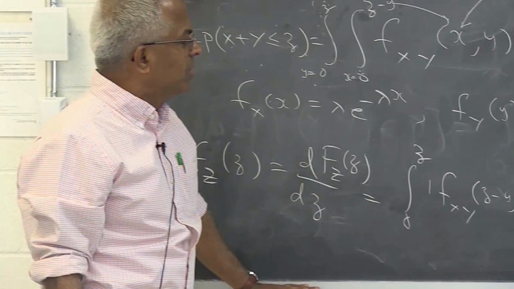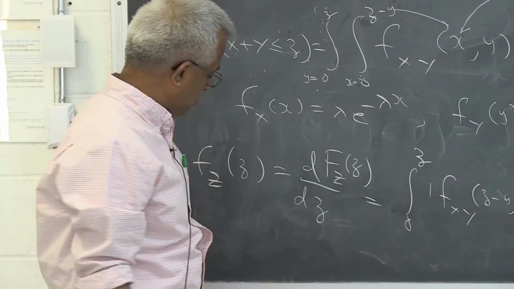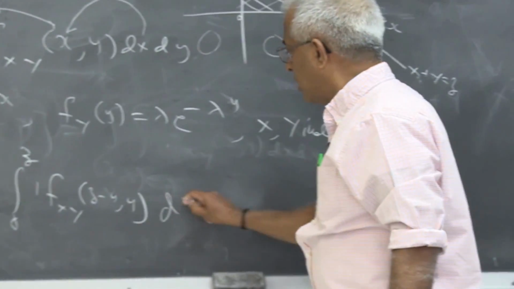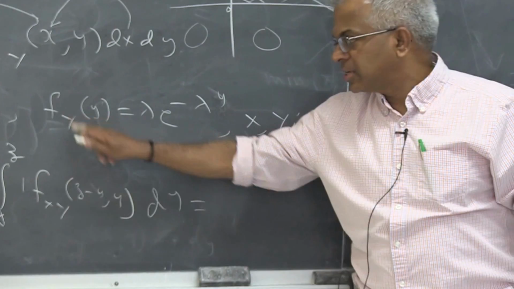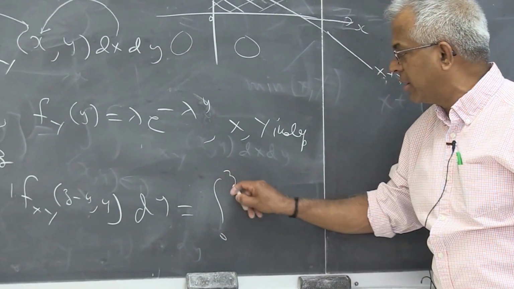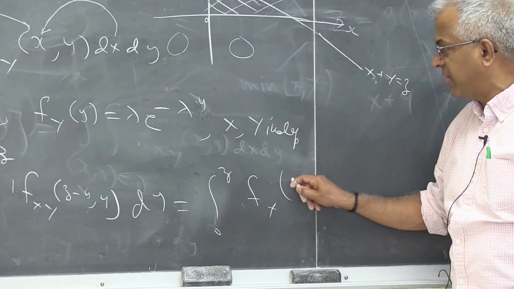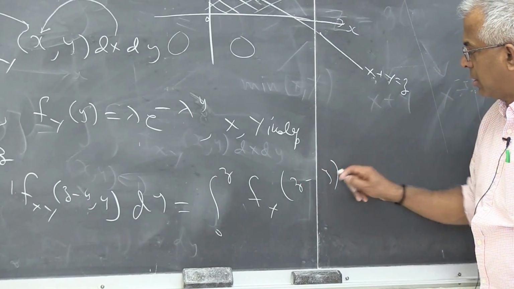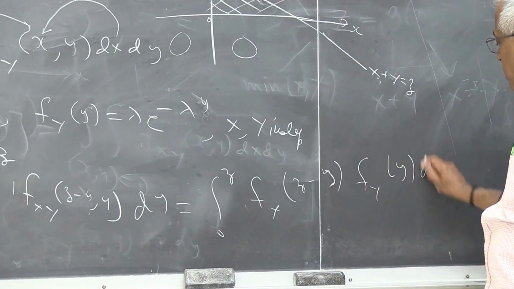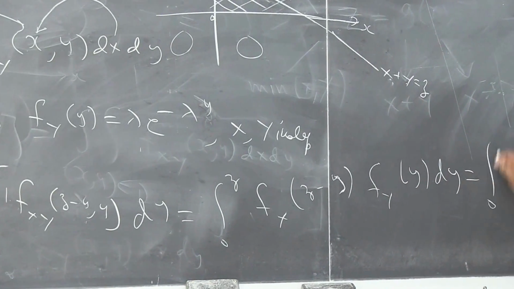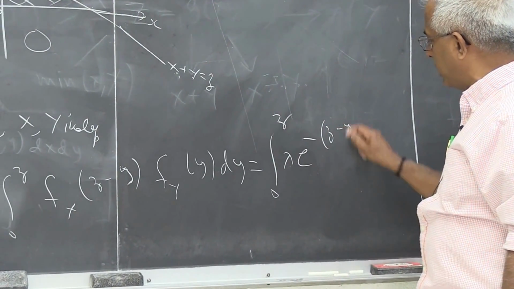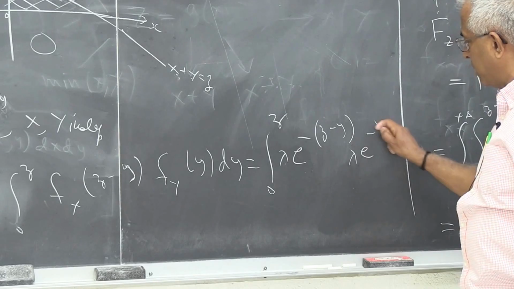And so let's complete this. In this case, now you can substitute this data. In other words, it's given to you that x and y are independent, so I can write this as fx of z minus y multiplied by fy of y, dy. All right, now if I substitute, integral 0 to c, lambda e raised to minus lambda (z minus y), lambda e raised to minus lambda y dy.